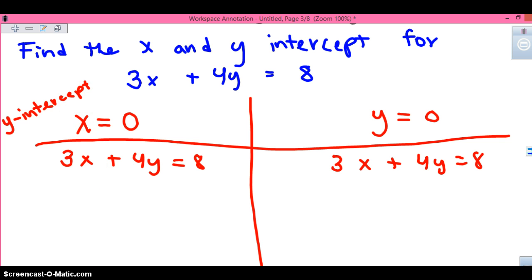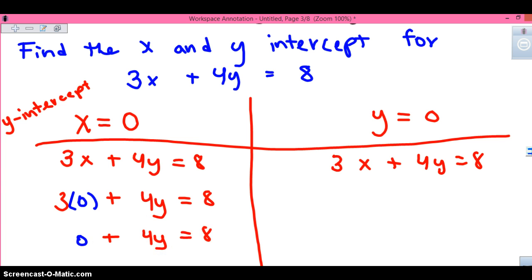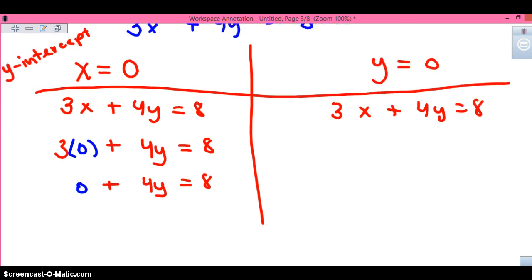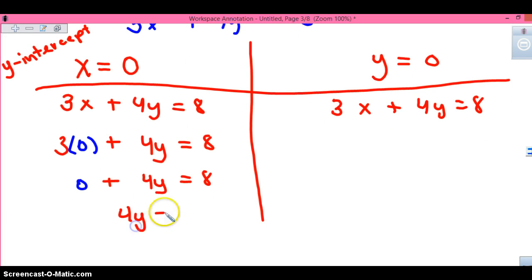To look for my y-intercept, I'm going to substitute x with 0, so 3 times 0 plus 4y equals 8. This means 0 plus 4y equals 8. For 4y equals 8, to solve for y, we divide both sides by 4. This means y equals 2. So this will be my y-intercept.